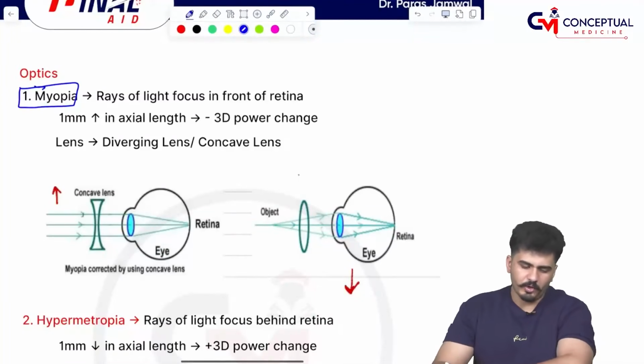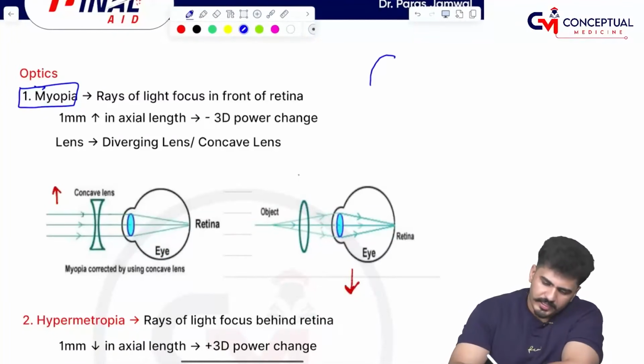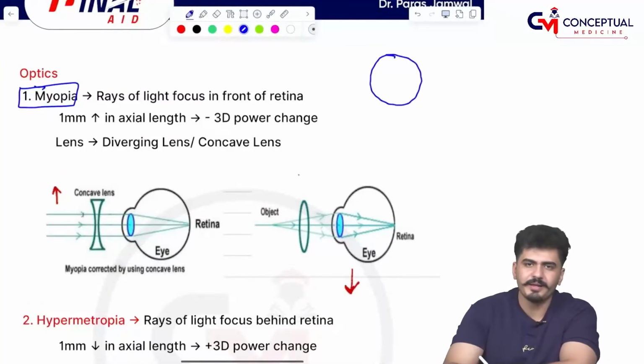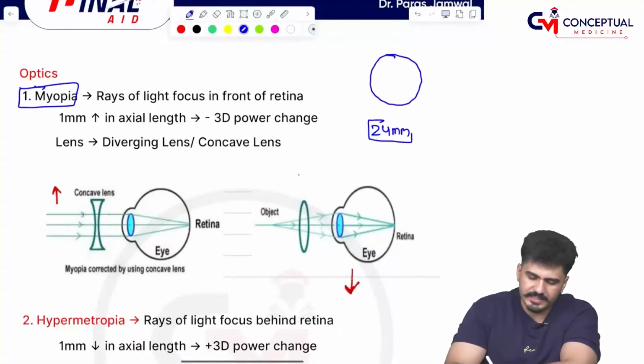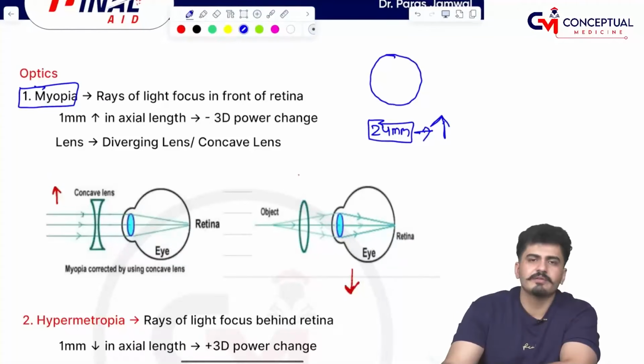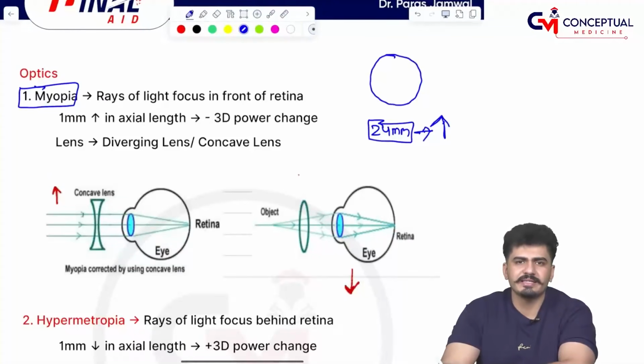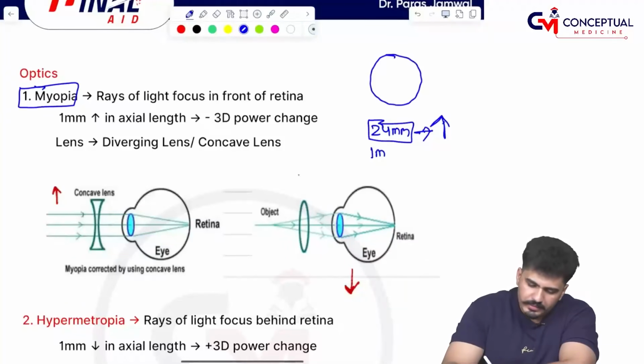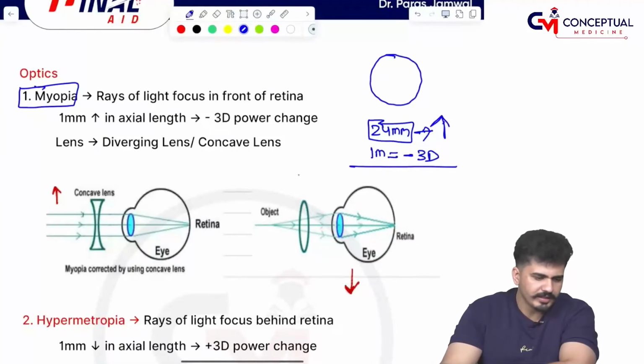Myopia. Now in myopia, what is happening? Your eye is becoming bigger than normal. What was the anteroposterior diameter? 24. What was the axial length? 24 millimeter. Now it is exceeding 24 millimeter. If your axial length is increasing by 1 mm, the power difference is going to be -3 diopter, sir. -3 diopter, sir.